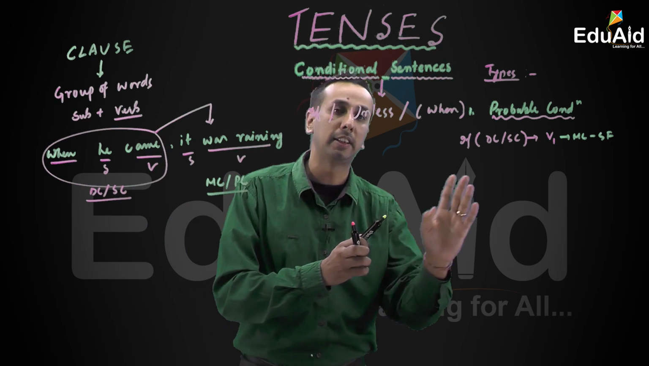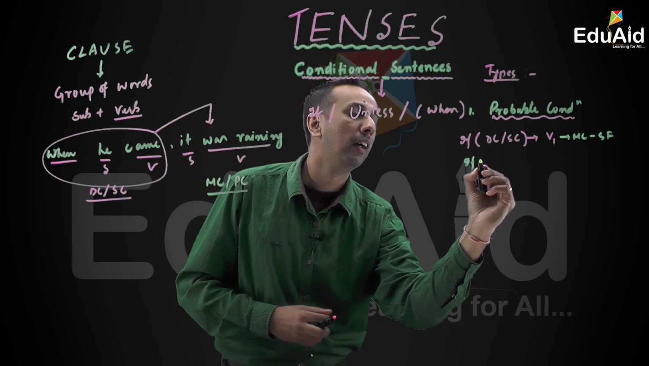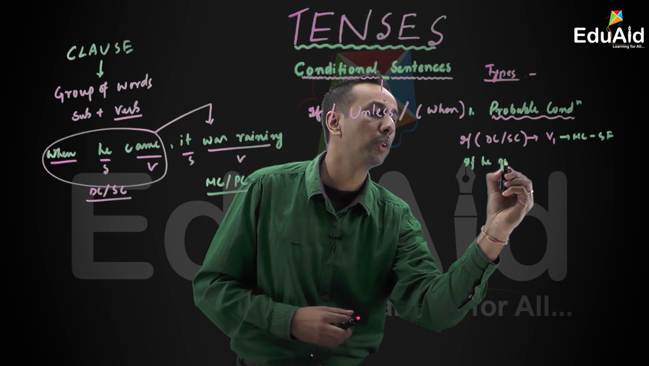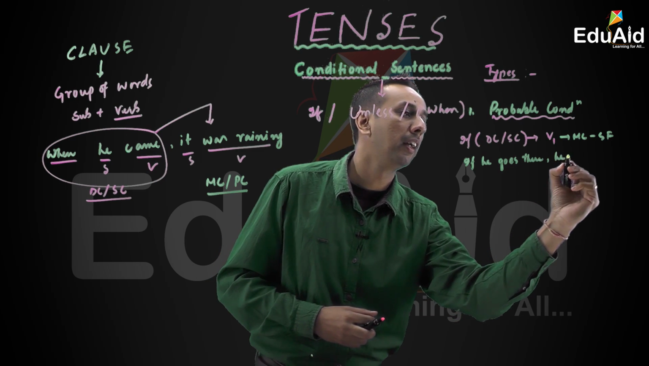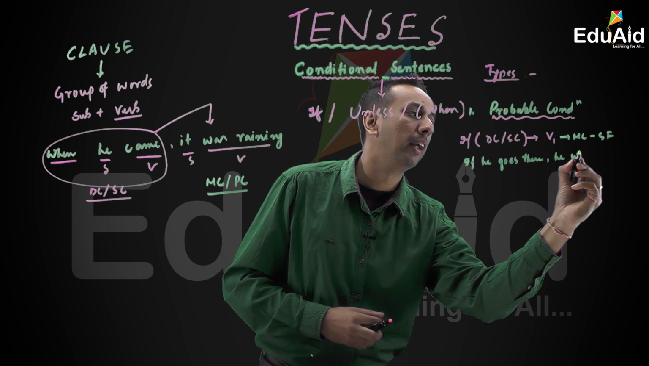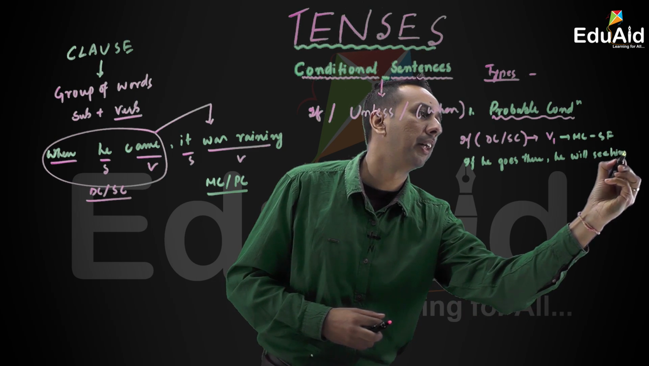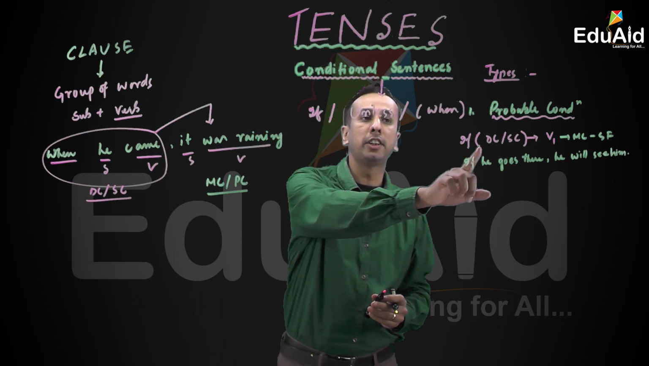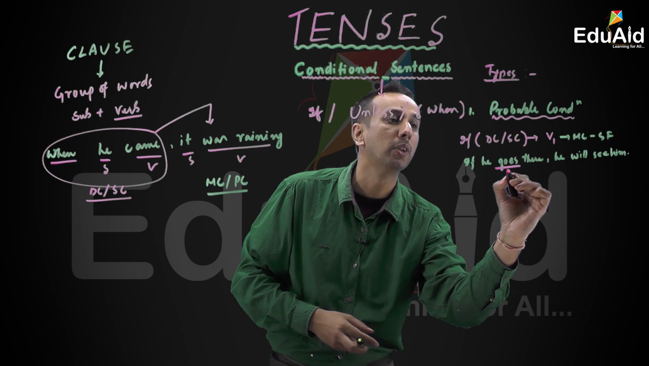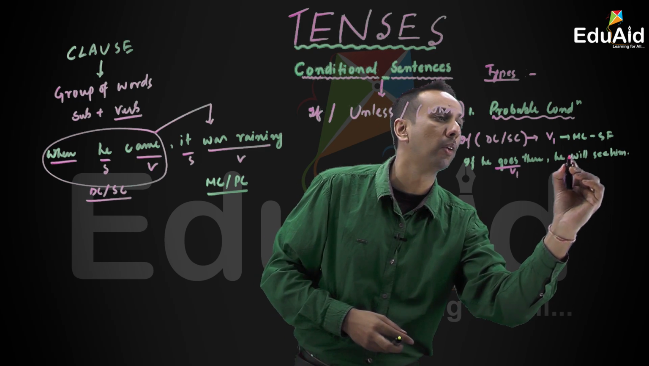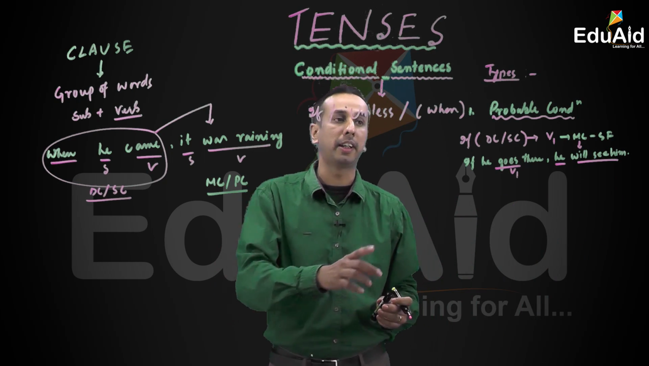For example, take an example to get the concept clear. If he goes there, you will see him. So pay attention to the part. The dependent or subordinate clause, here the if clause, if he goes, is V1, and the main clause will be in simple future tense, he will see him.